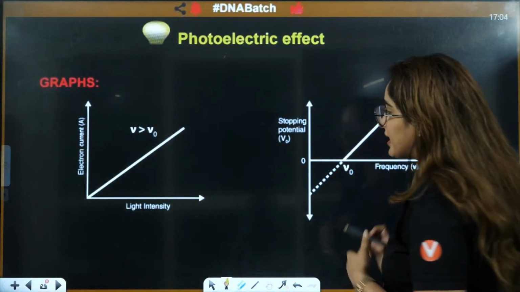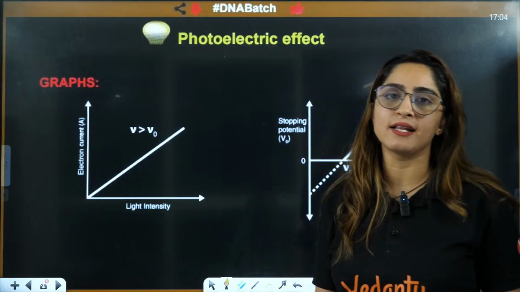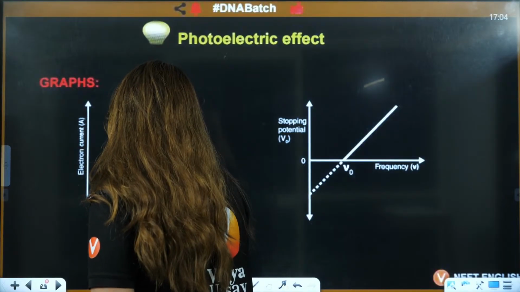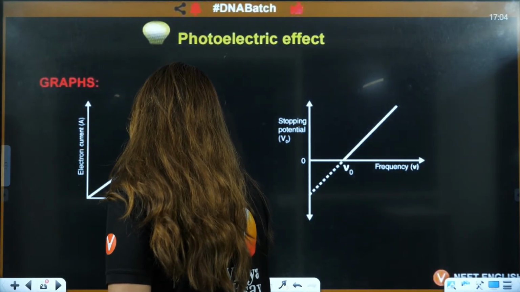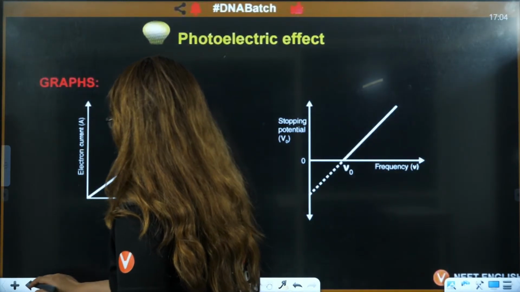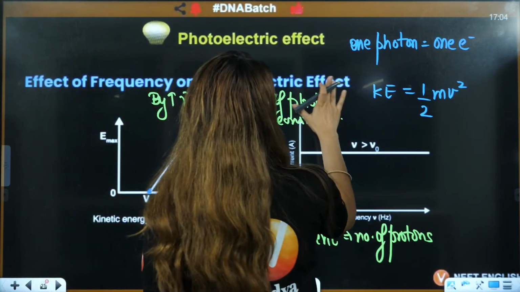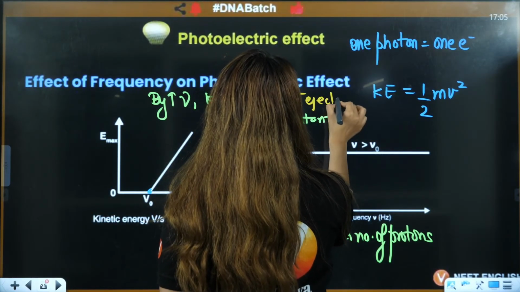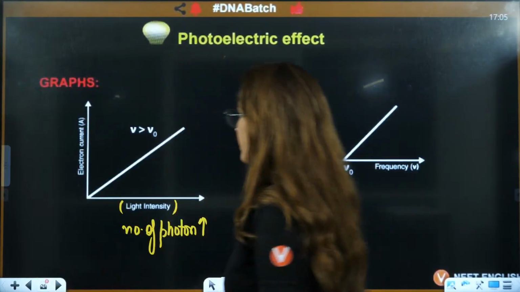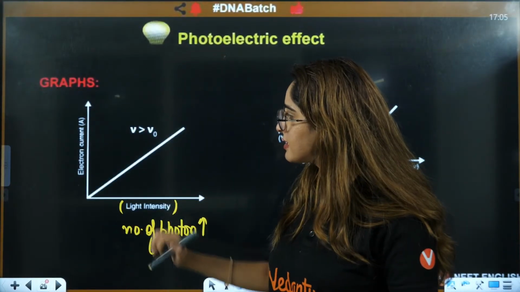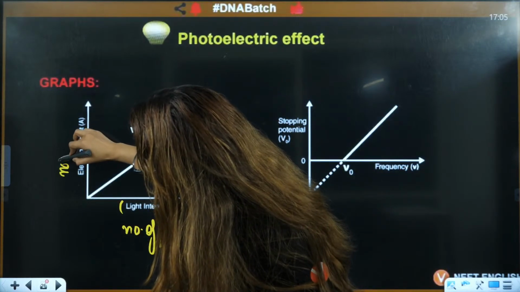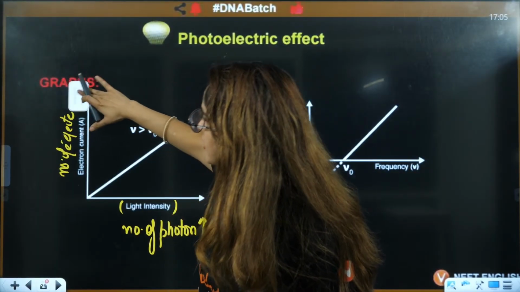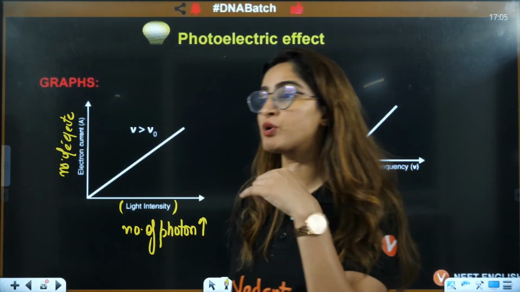Now as you increase the light intensity, that means the number of photons you are increasing. As the number of photons increases, the number of electrons ejected will also increase, right? Why? One photon corresponds to the ejection of one electron.